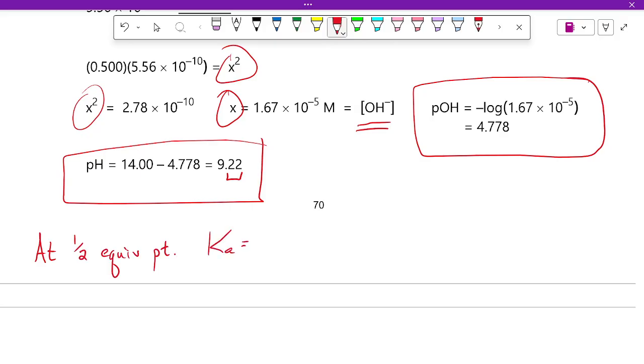So at the half equivalence point, Ka is equal to concentration of H plus. At the equivalence point, the weak base produced will hydrolyze to make the solution basic. Are you guys good with WB for weak base?